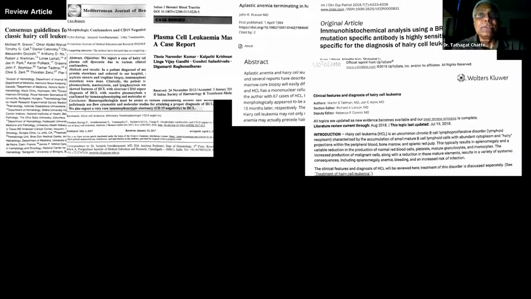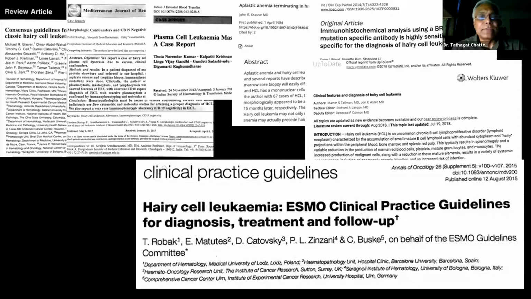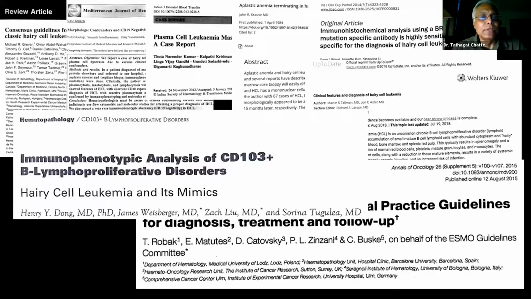Update articles which most postgraduates read about hairy cell leukemia. Immunohistochemical analysis using the BRAF V600E mutation specific antibody. This is the original article, a must read. And then, of course, the ESMO practical guidelines for diagnosis, treatment and follow-up of hairy cell leukemia. The immunophenotypic analysis of CD103 positive B lymphoproliferative disorders, a must read for all persons who are thinking of CLPD. This is in the famous hematopathology journal, hairy cell leukemia and its mimics. So I advise all of you to go back and do read these articles.